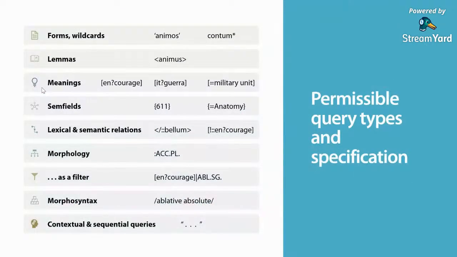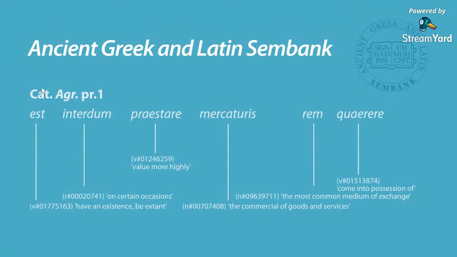And I've put up on the screen a single phrase from Cato's De Agricultura, just to show you the simple idea, in a sense, behind the Sembank. This is just to annotate the words in the corpus with the relevant, contextually relevant synsets. So they specify the sense in context of the words here.